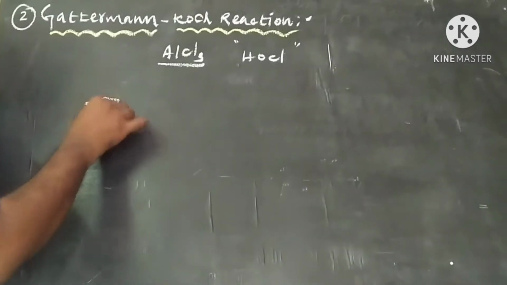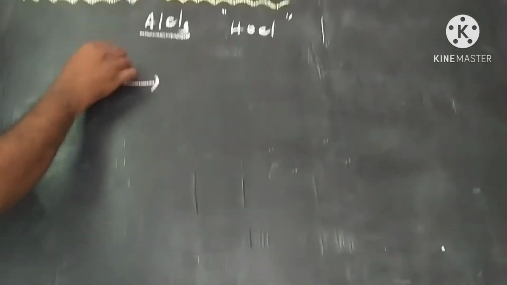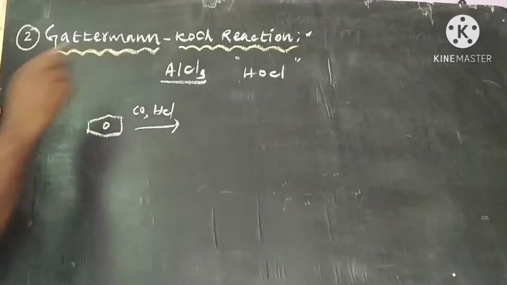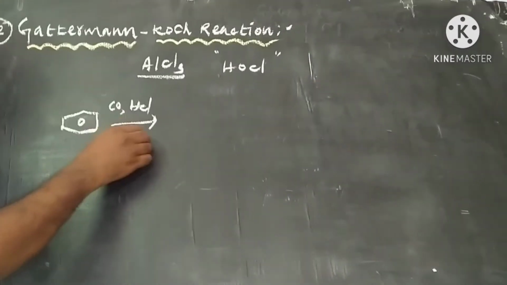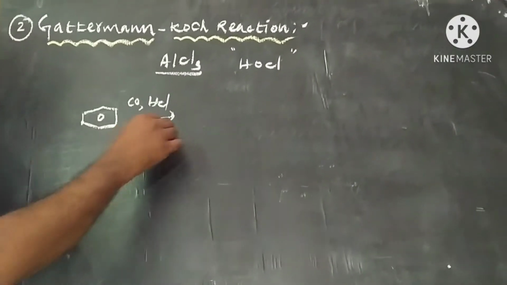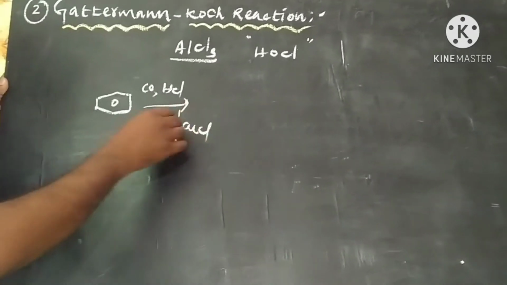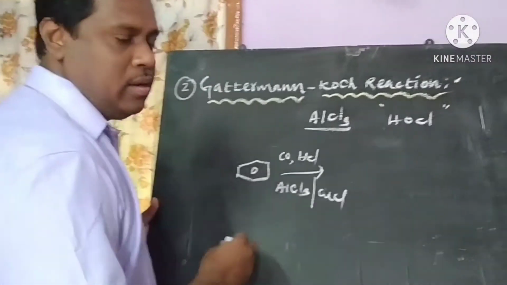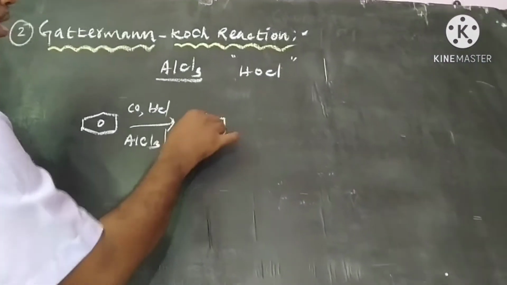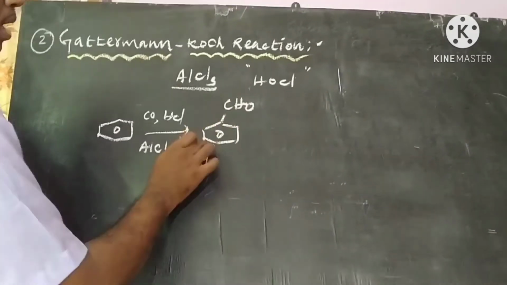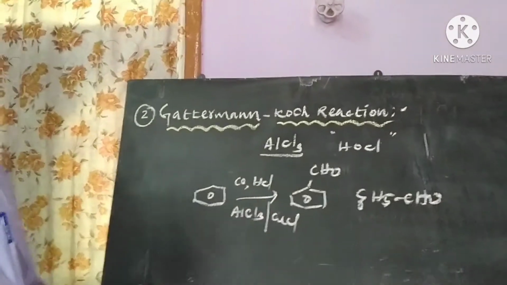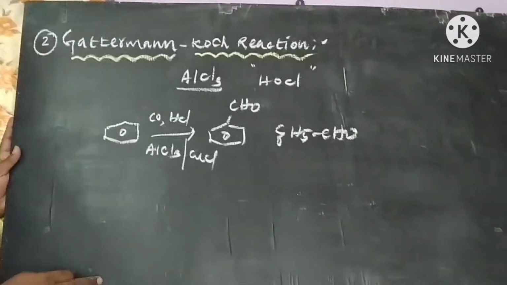So benzene reacts with carbon monoxide in the presence of hydrochloric acid, with AlCl3 and CuCl as the reagents. It gives benzaldehyde. Benzaldehyde formula: C6H5CHO.